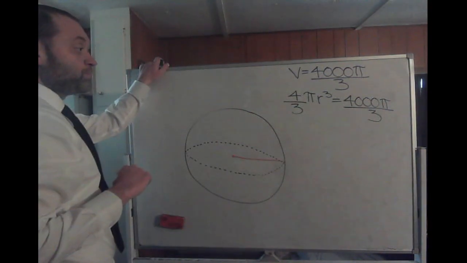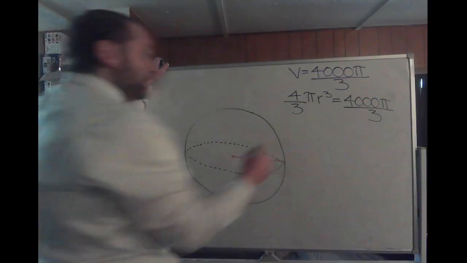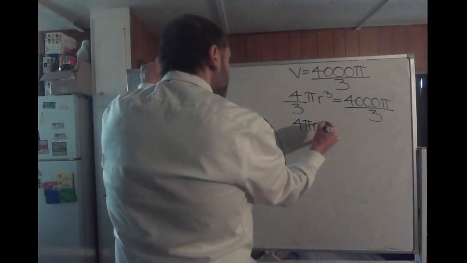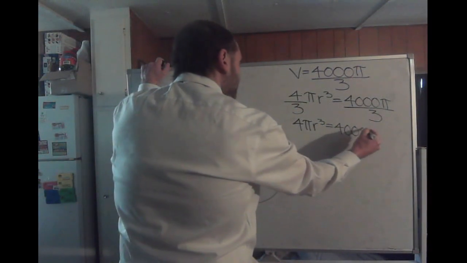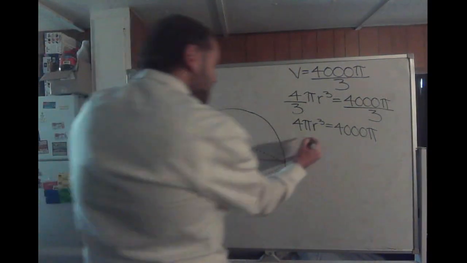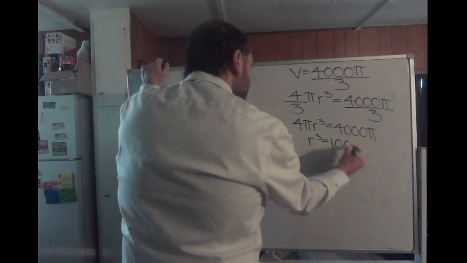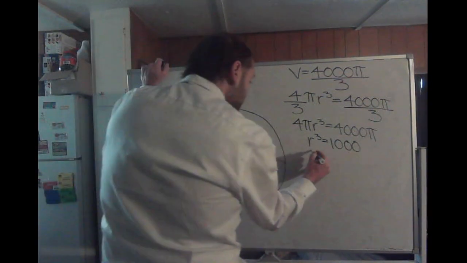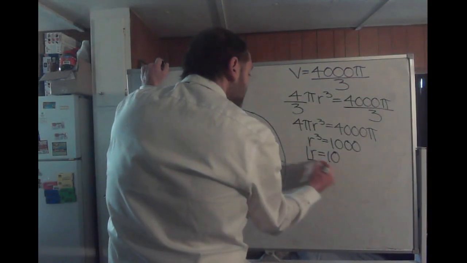Well, do yourself a favor, multiply both sides by 3 to get rid of the fraction. You'll end up with 4 pi r to the third equals 4,000 pi. Now you can divide both sides by 4 pi. You'll get r to the third equals 1,000. Well, what is the cube root of 1,000? It's 10. So the radius would have a length of 10.